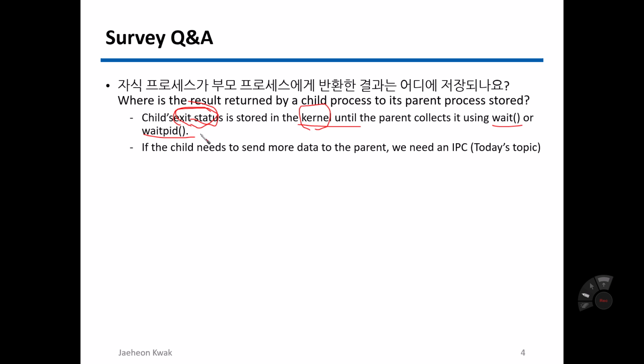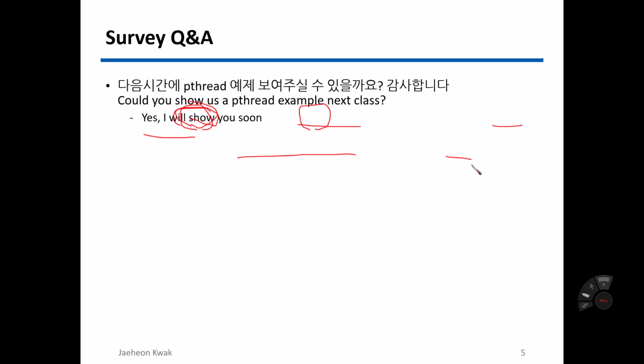Through this exit status, we can only hand one integer value to the parent process, so we cannot hand much data through it. However, if you want to send more data to the parent, we have to use inter-process communication, which we will learn today. So that is today's topic.